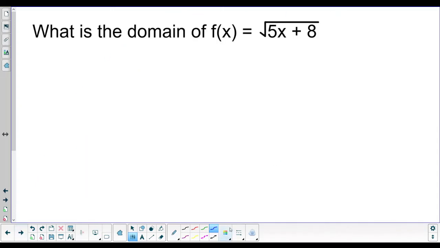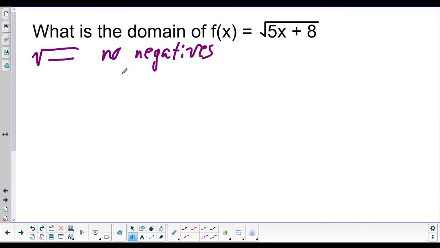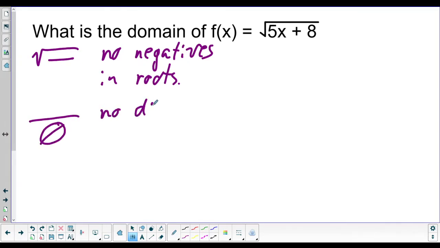One more thing we have to talk about, and then you are going to go do some homework, and you're going to love every minute of it. All right. We want to know, what is the domain of this thing? So first we have to talk about, there are 2 rules in math that we can't break for now. The first rule is you cannot have a negative inside a root. No negatives in roots. Okay. The second rule, rule 2, is you can't divide by 0. No dividing by 0.